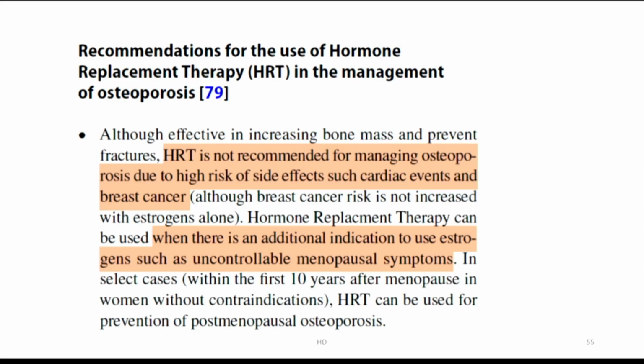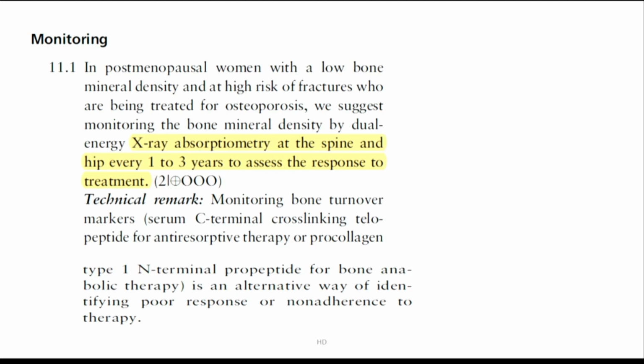A word on HRT. It's not recommended for managing osteoporosis due to high risk of side effects such as cardiac events and breast cancer. But in a few patients who are having menopausal symptoms along with osteoporosis, you can use it if there are no other contraindications. Coming to monitoring, you should do DEXA of spine and hip every 1 to 3 years to assess the response to treatment. And as previously mentioned, bone turnover markers such as CTX and P1NP can be the alternative way of monitoring these patients.